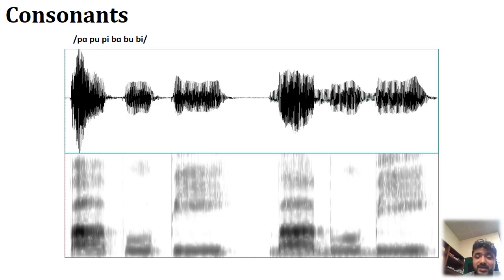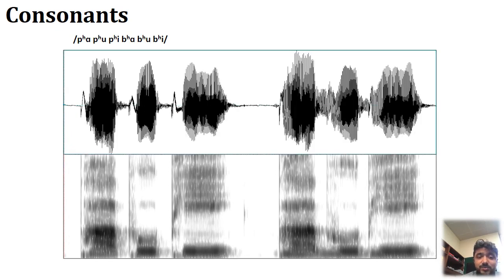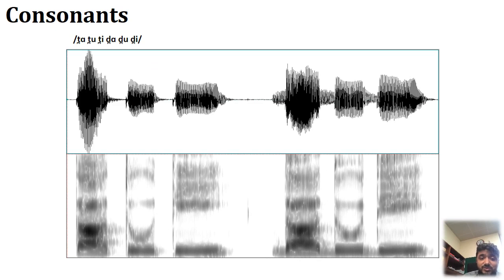All right, so now I have some combinations of sounds just to show you some spectrograms that you can play with on your own. So pa, pu, pi, ba, bu, bi, and you can compare these in terms of energy to see voicing. Pa, pu, pi, ba, bu, bi. Now very clearly the bursts are visible here, and here you can see the very high energy voicing in the closures. You see tha thu thi, dha dhu dhi.